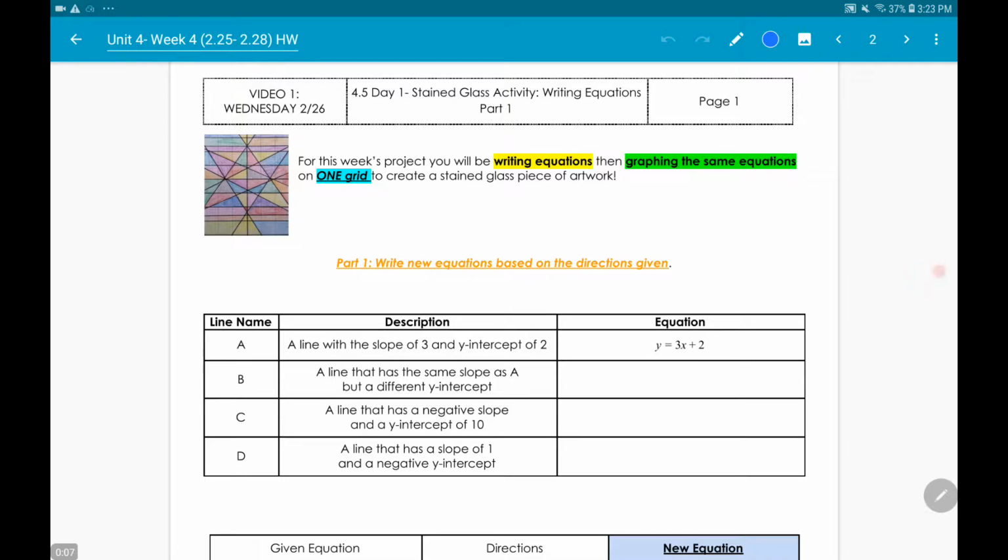As we told you in class this week, we're going to be doing a stained glass activity using linear equations. So what we're going to be doing is writing equations and then graphing the same equations on one big grid. So it's going to turn out looking something like that picture on the side. But each one should be unique because we're going to leave it open for you guys to choose your own lines in a way. So let's look at part one.